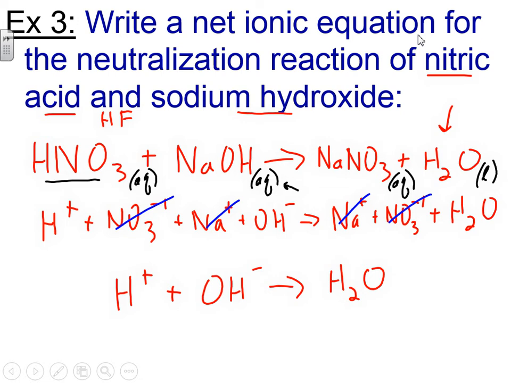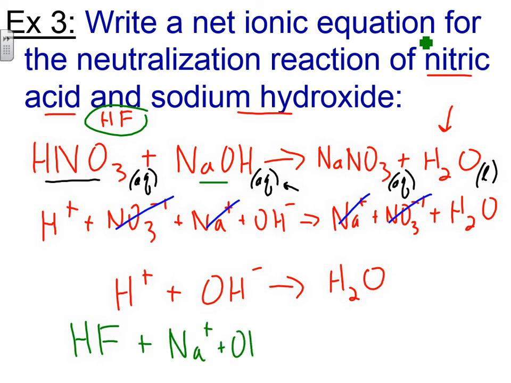Now, let me show you quickly what would happen if it were HF. HF would not dissociate, so HF would stay together because it's a weak acid. Weak acids don't dissociate. The sodium hydroxide would still dissociate because it is a strong base. In the case of HF, you'd form NaF as the product, which is soluble because it's got a group 1 metal ion, so that would dissociate. So you get Na+ and F-, and then obviously you'd form water.